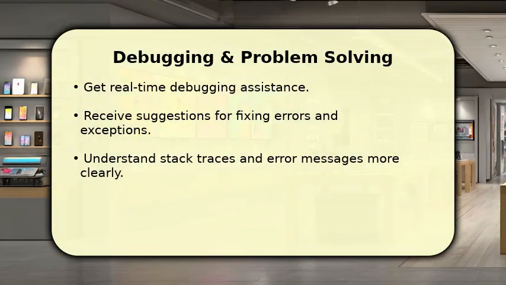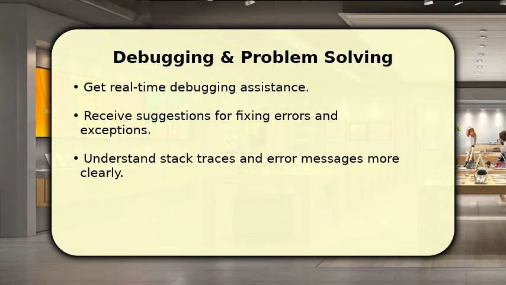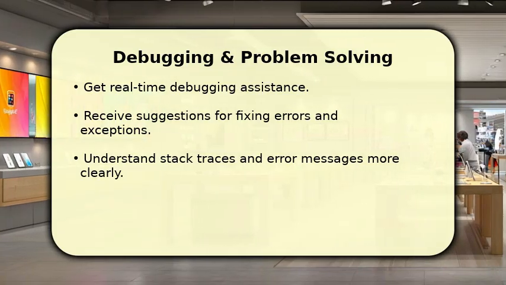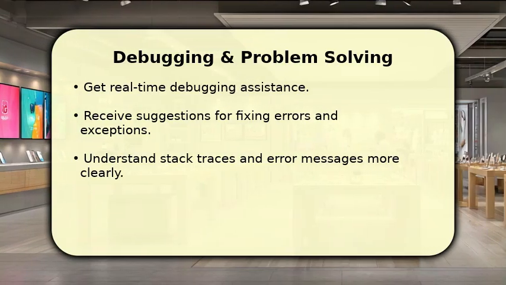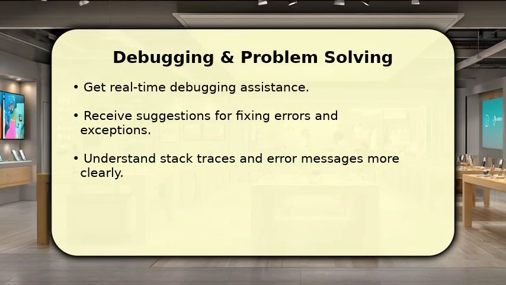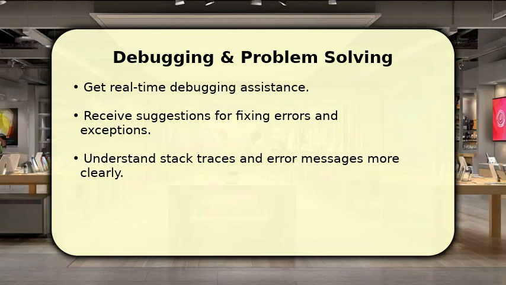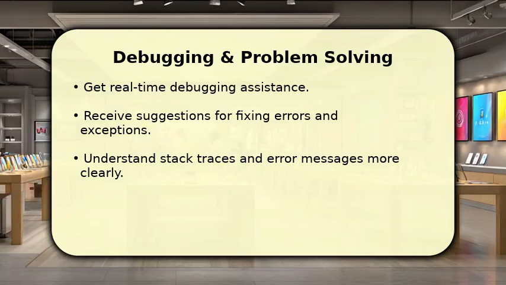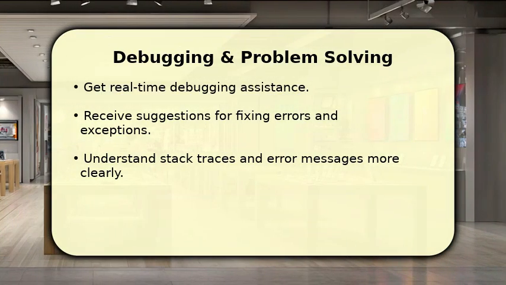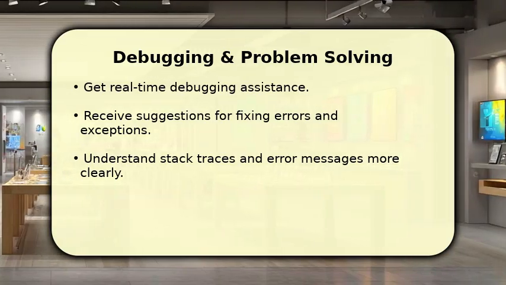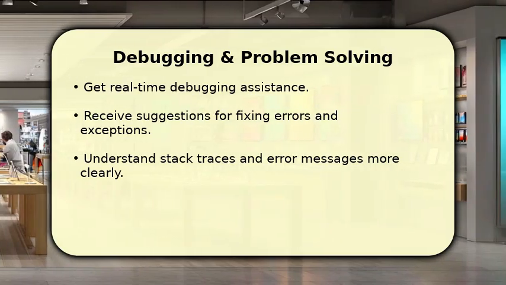Beyond code generation, Amazon Q significantly enhances your debugging workflow. When you encounter an error or exception, Amazon Q can analyze the context and provide immediate suggestions for potential fixes. It helps you interpret complex stack traces and error messages, offering clear explanations and actionable steps to resolve issues quickly. This intelligent assistance can drastically reduce the time spent on debugging, allowing you to focus more on developing new features rather than troubleshooting persistent problems.